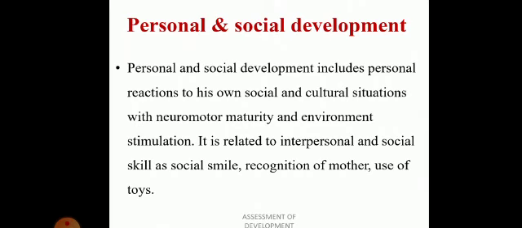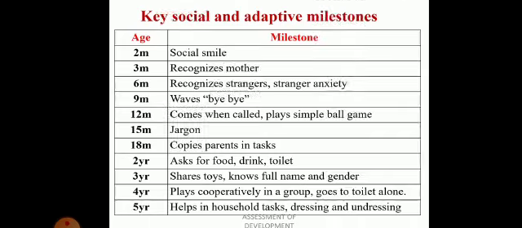So personal and social development means how the child is reacting to society. Clear? So what is personal and social development? It includes personal reaction to his own social and cultural situation with neuromotor maturity and environmental stimulation. Clear? So it is related to interpersonal and social skills. So as we discussed, that how you are reacting. Okay, so few social skills we need, for example, social smile, recognition of the mothers, use of toys. Okay, so all these are different skills those patient or child will learn.